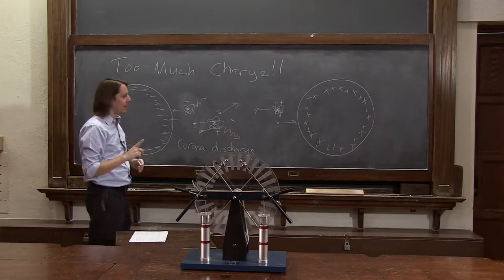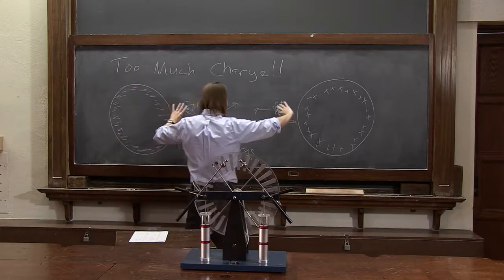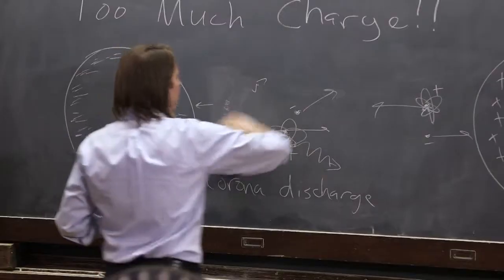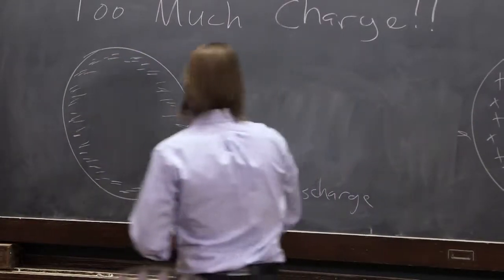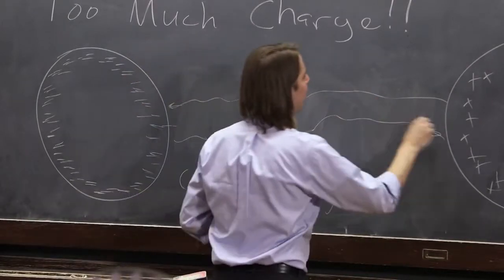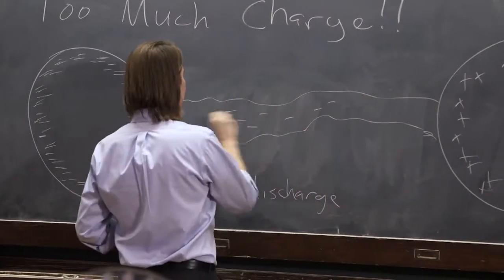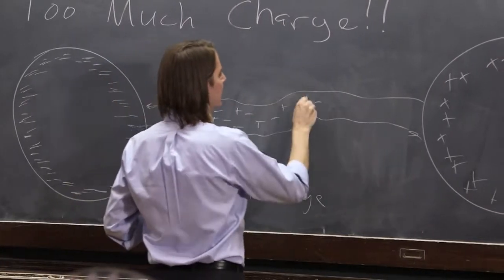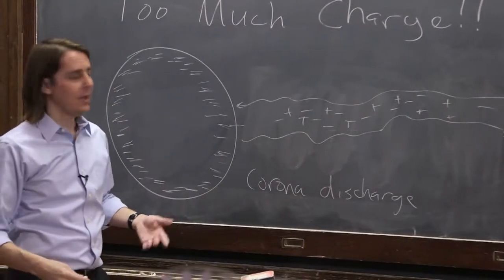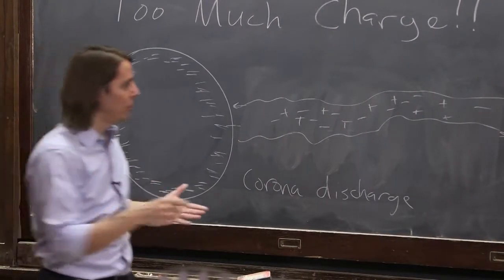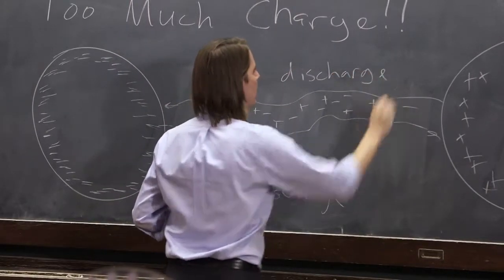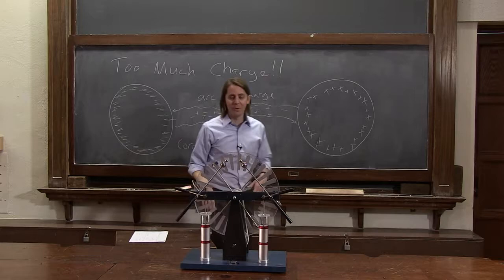But one special thing can happen: you can think of these coronas as getting together, and you can create a plasma. You can basically create a region of the gas that's full of electrons and ions. And it's so full of those that it essentially becomes a conductor. And a huge current goes between the two. This is called an arc discharge, or a lightning bolt is pretty much what you would think of it as.